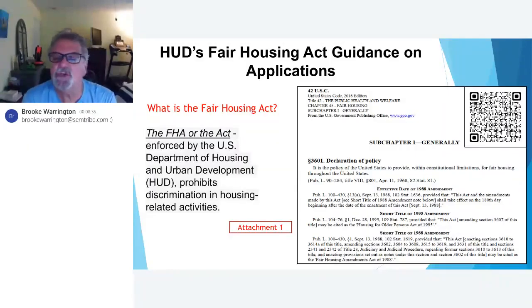There is a little screenshot on the right of subchapter 1, general regulations, declaration of policy. And again, I'm not going to go through it. It's much too lengthy, and it's written, of course, in legal jargon. We'd be spending all day trying to interpret the legalese of the document. But as Brooke had alluded to, as you see in that little red box, it is one of the attachments to this presentation.